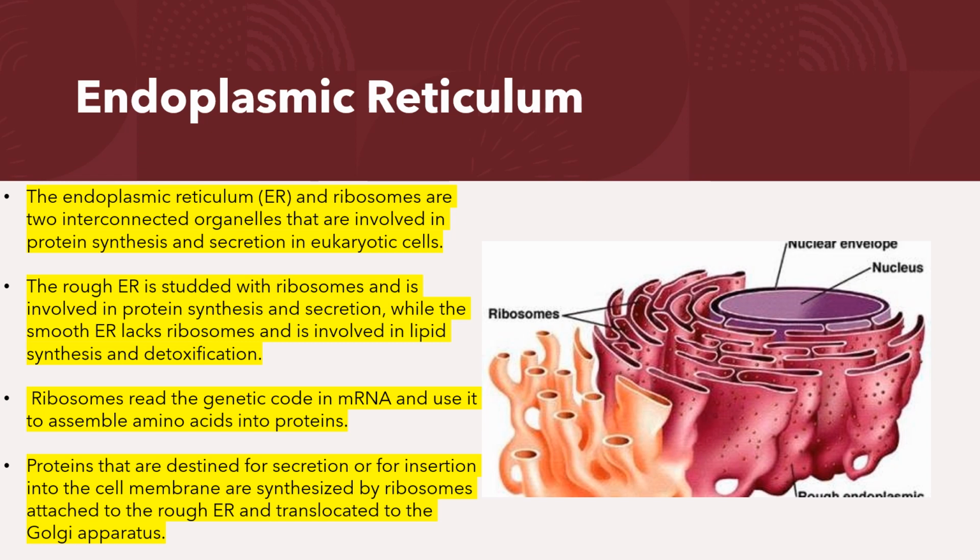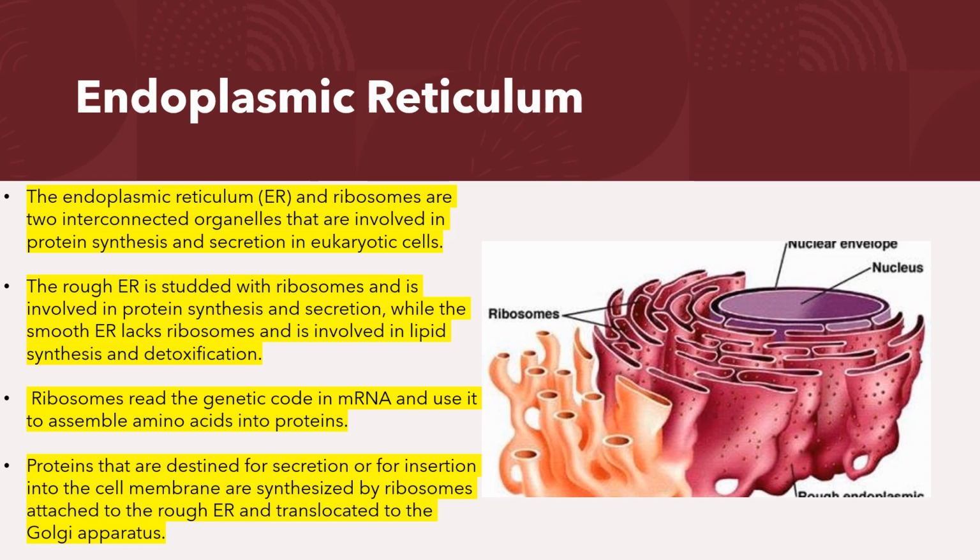Rough ER is studded with ribosomes, which gives it a rough appearance and is involved in protein synthesis and secretion, whereas smooth ER lacks ribosomes and is involved in lipid synthesis and detoxification. Ribosomes are small organelles that are responsible for synthesizing proteins. They read the genetic code in mRNA and use it to assemble amino acids into proteins. Ribosomes can be found in the cytoplasm or attached to the surface of the rough endoplasmic reticulum.